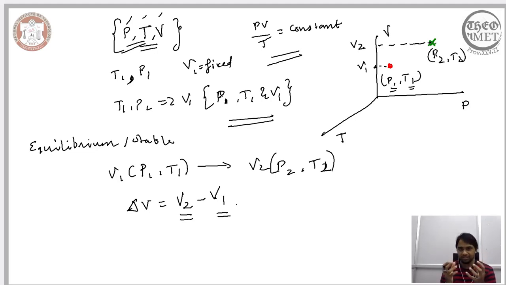Now similarly, the change in the pressure can also be expressed as P2 minus P1, and the same goes for the change in the temperature. So the change in the pressure, the change in the temperature, and ultimately the change in the volume is nothing but the difference between the corresponding values in the final state and the initial state.